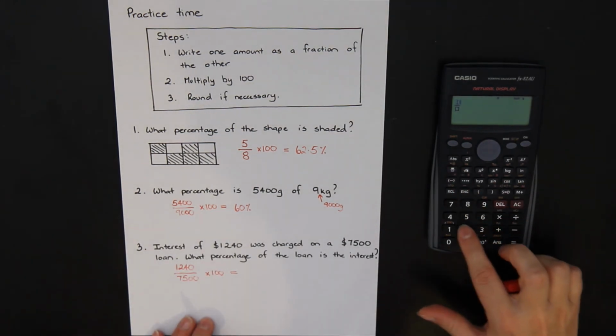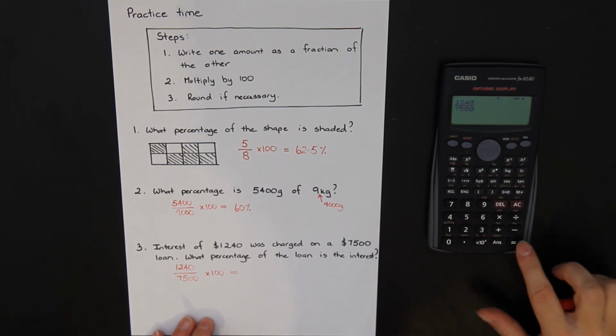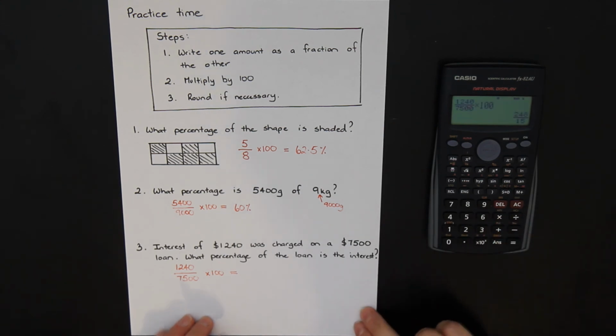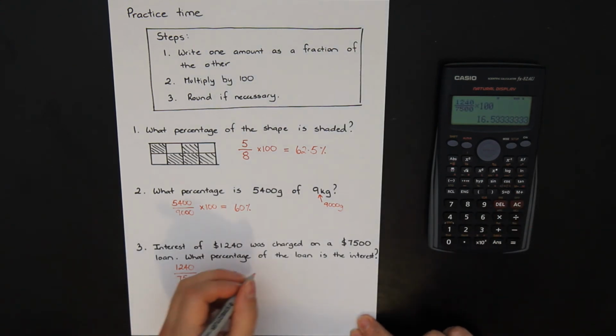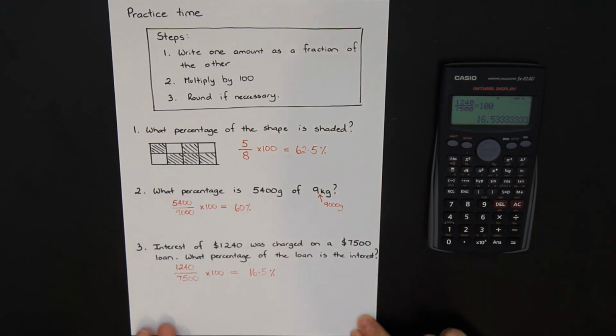Type it in, 1240 over 7500 times by 100. To 1 decimal place, it's 16.5%.